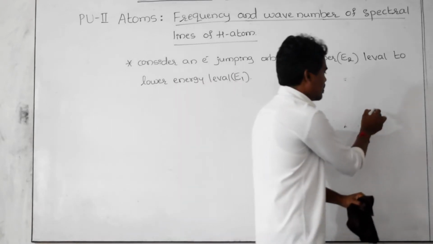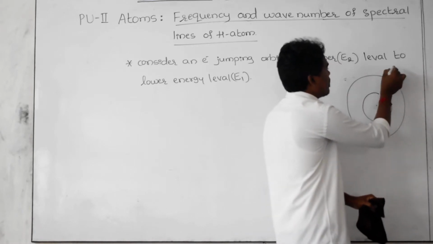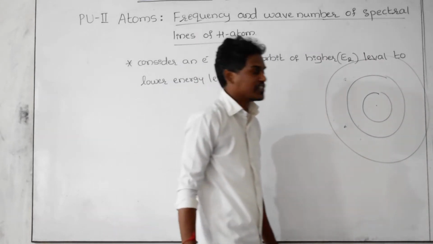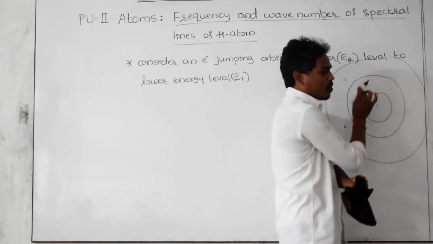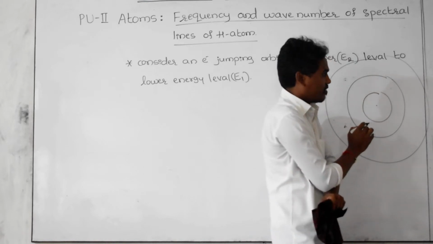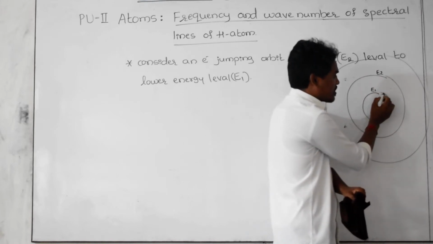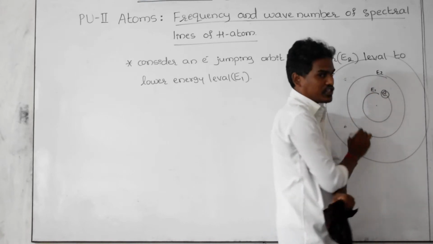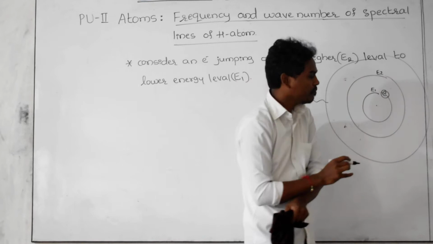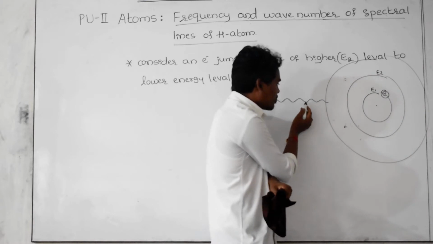Now let us consider the structure of atom. This is the first orbit, this is the second orbit, and this one is the third orbit. I am taking the transition of electron from second orbit to first orbit. Second orbit is nothing but the higher energy level compared to first energy level. I am taking it as E2 and this one as E1. Let us consider the electron is present in the ground state. Whenever you pass electromagnetic radiation through the atom, what is this electron doing? This electron absorbs some amount of energy from this radiation.